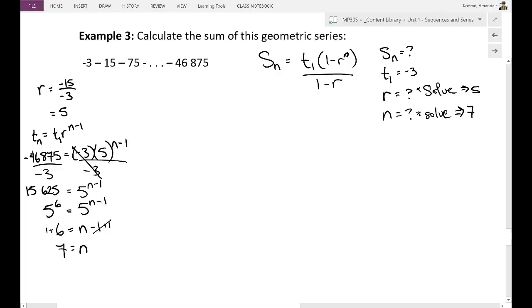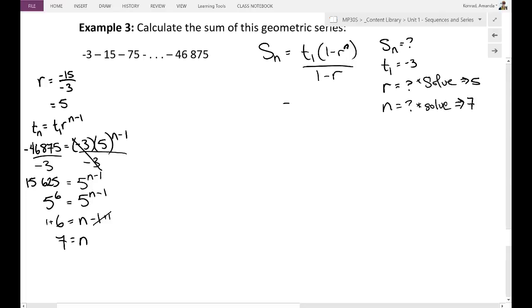Once we've done this, then we are ready to go. We know everything except for our actual sum, and that is what the question is asking for. So we can plug and chug. So Sn equals -3 multiplied by 1 minus 5 to the power of 7. Again, 5 should be in brackets. Divided by 1 minus r, which is 5.